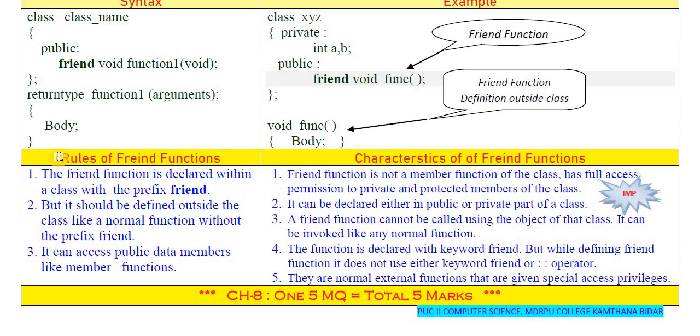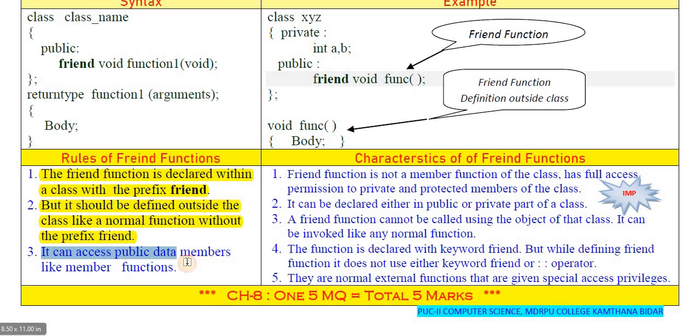So here are the rules of friend functions. For creating a friend function we have to follow some points. First, the friend function is declared within a class with the prefix friend. Means always the friend function is declared inside the class body using the friend keyword. But it should be defined outside the class like a normal function without the prefix friend. Means the friend function is declared inside the class, but the body of the friend function is defined outside the class body as a normal function without using the friend keyword.